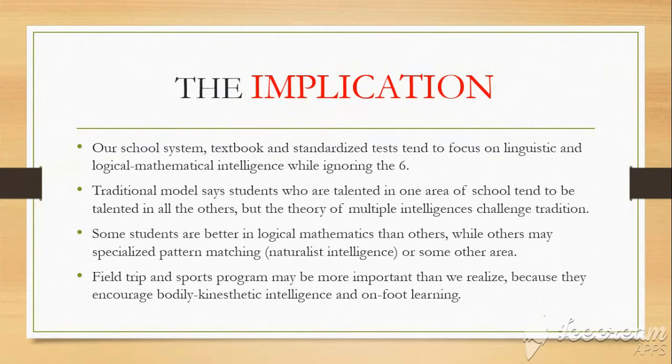The implication. Our school system, textbooks, and standardized tests tend to focus on linguistic and logical-mathematical intelligence while ignoring the other 6. The traditional model says students who are talented in one area of school tend to be talented in all the others, but the theory of multiple intelligences challenged tradition. Some students are better in logical mathematics than others, while others may specialize in pattern matching or some other area. Field trips and sports programs may be more important than we realize because they encourage bodily kinesthetic intelligence and on-foot learning.